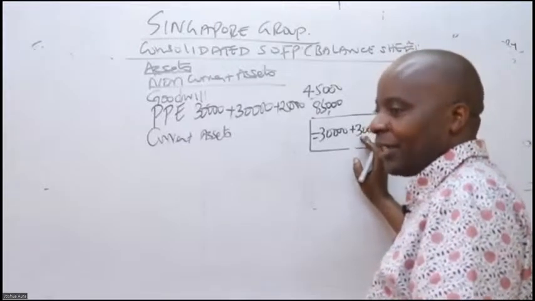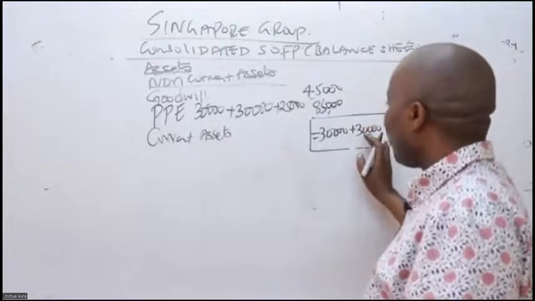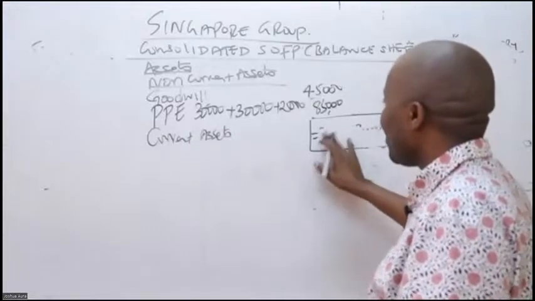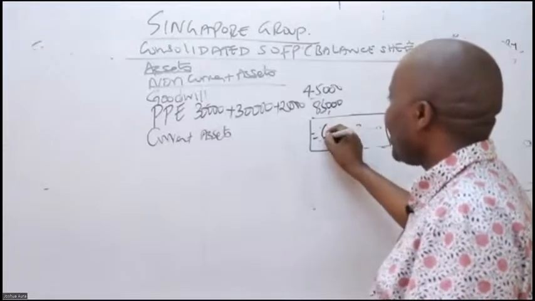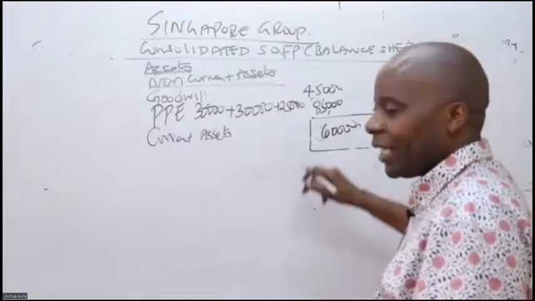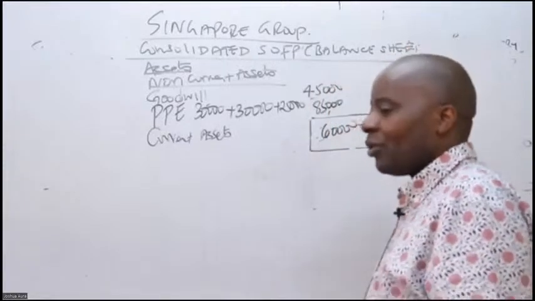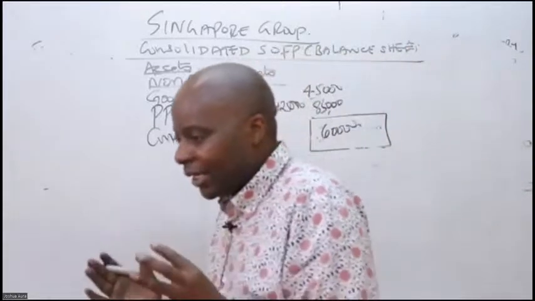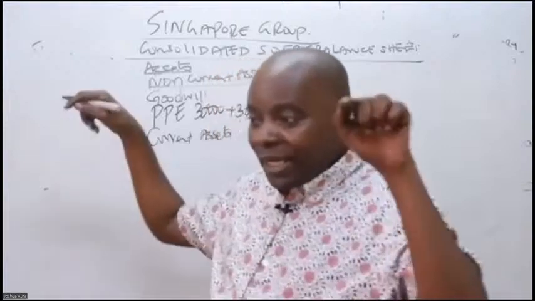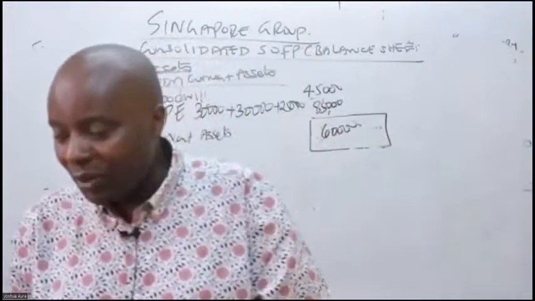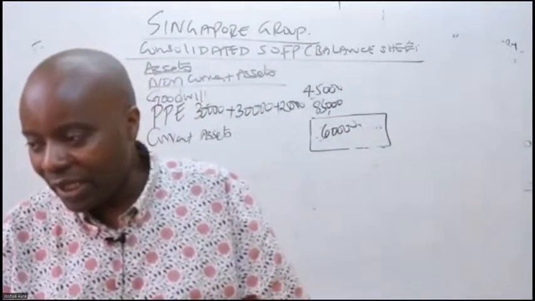Equals 30,000 plus 30,000. So is there somebody who is getting 60,000 for now? They're not talking to me. I don't know why. Because you're consolidating. We'll be making adjustments later. I know what you guys are thinking about, but there is no problem. We shall be adjusting later.